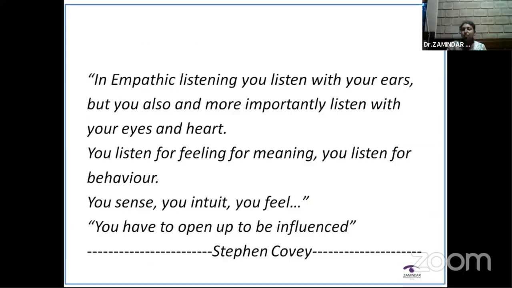I would like to quote Stephen Covey, who is the author of The 7 Habits of Highly Effective People. In empathic listening, you listen with your ears, but you also, and more importantly, listen with your eyes and heart. You listen for feeling, for meaning. You listen for behavior. You sense, you intuit, you feel. You have to open up to be influenced. That is by Stephen Covey.